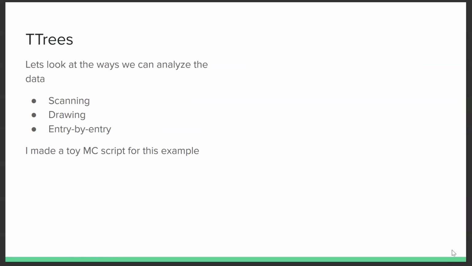Okay. All right, now we started to add information to our tree. Let's look at how we can actually look at that. I made a toy Monte Carlo script for the example, and I think that's in the GitHub for the workshop. If not, I'll add that. Okay, so we're gonna do a couple things. We're gonna scan, which we've shown already a little bit. I'll go more in depth in what's going on there. We're gonna look at drawing from the tree, and then also look at analyzing things event by event.